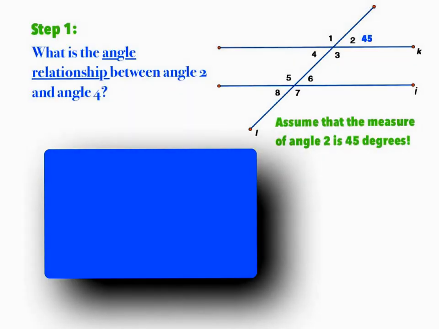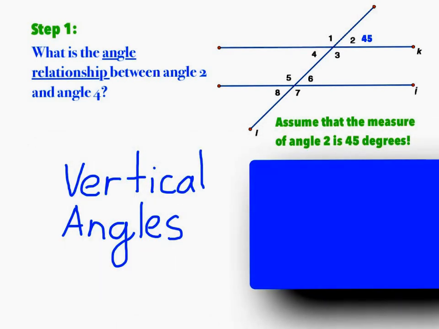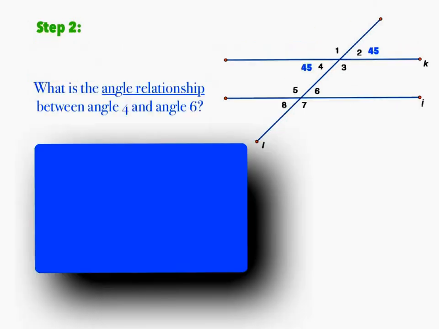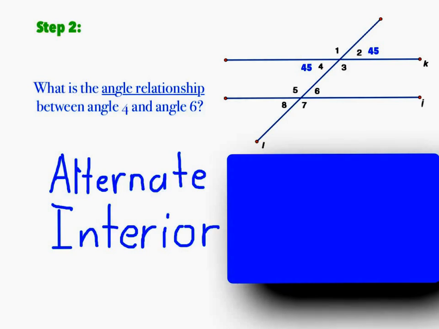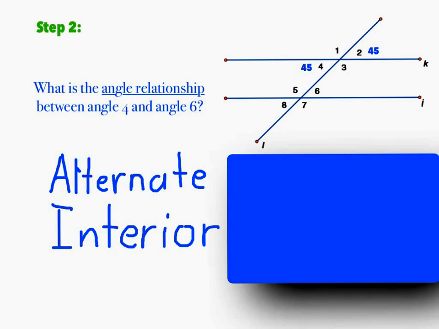We are going to start with the problem that angle 2 is 45 degrees, and you are trying to find all the other angles. First, we're going to look at the angle relationship between angle 2 and angle 4. These are vertical angles. That means that angle 4 is also 45 degrees. Now we are going to look at the angle relationship between angle 4 and angle 6. These are alternate interior angles. That means that angle 6 is also 45 degrees.